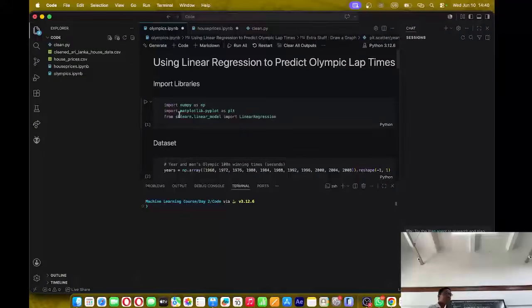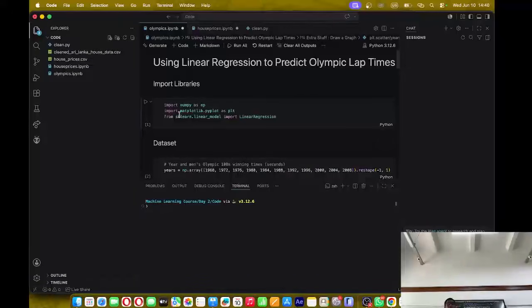So this NumPy is something. What do you think NumPy does? A Python package that handles numbers. Get the idea? NumPy.